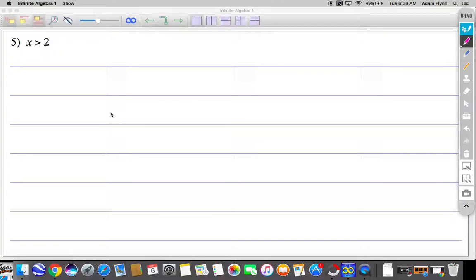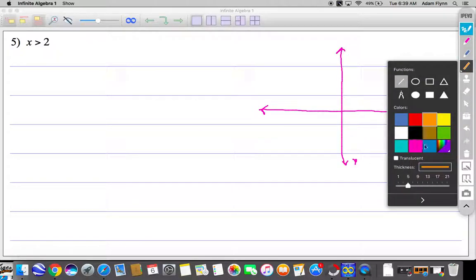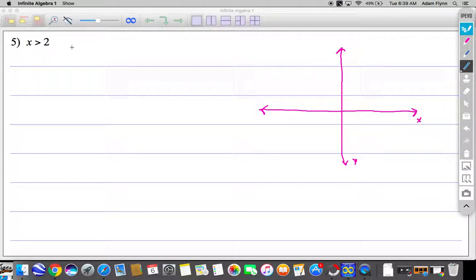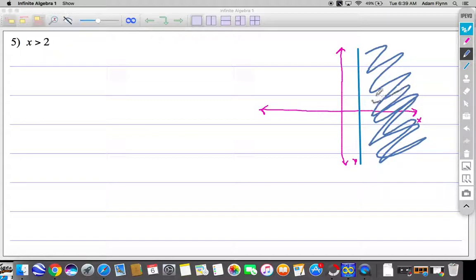Okay, number 5. So let's take a look at what this line would look like when graphed. You don't have to do this portion right here. So we know that whenever we have x equals something, or x in some inequality sign, it will be a vertical line through that point. Okay, so in this case it's going through 2. So here we have x is greater than 2. So we are looking at all the points where our x is greater than 2 over here.